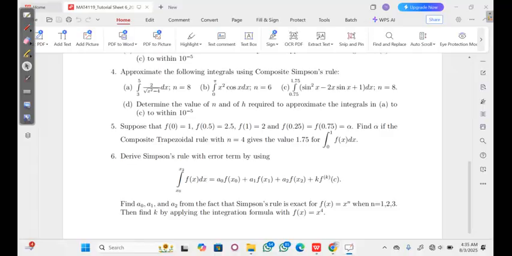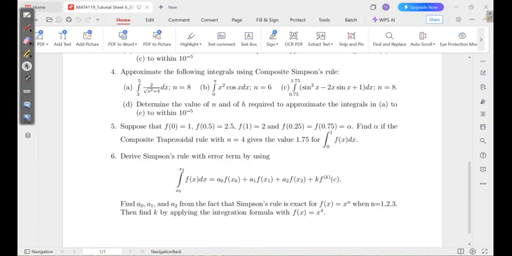So in this video we're going to look at question 4, which requires us to approximate the integrals using the composite Simpson rule. In the previous video we looked at the composite trapezoidal rule, and this question is particularly asking us to apply the composite Simpson rule. And we have three parts on question 4: question 4a, b, as well as c. I'm just going to answer one of them.